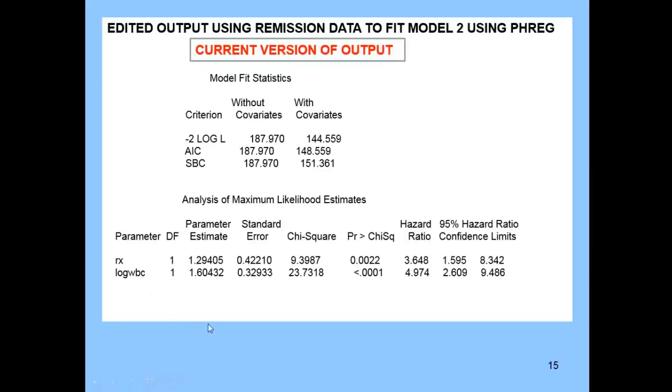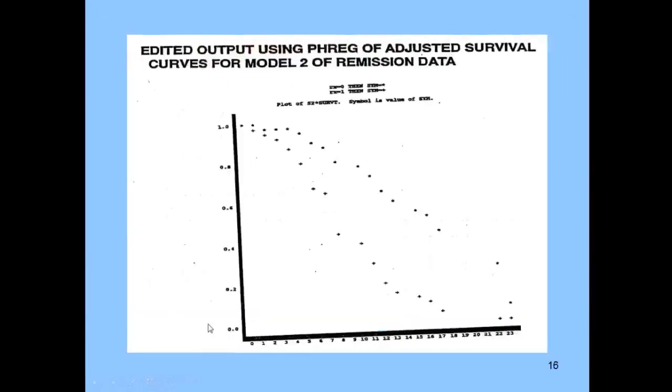So we're moving our way through this, and it's not that hard. Now, what's this? Well, this is something I'm going to show you how to do before we quit today. This is edited output using PHREG of adjusted survival curves for model 2 of the remission data. That's what this picture says.